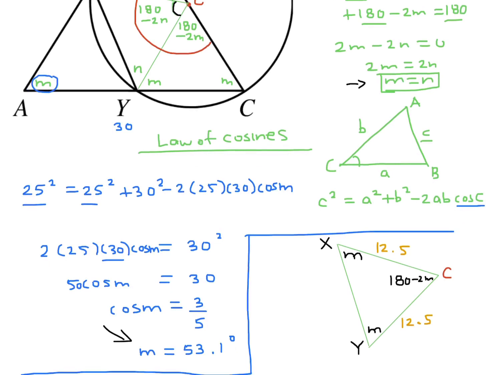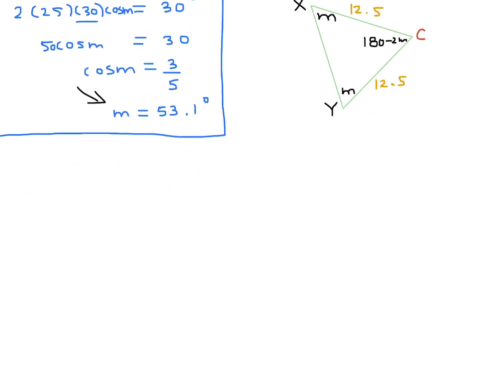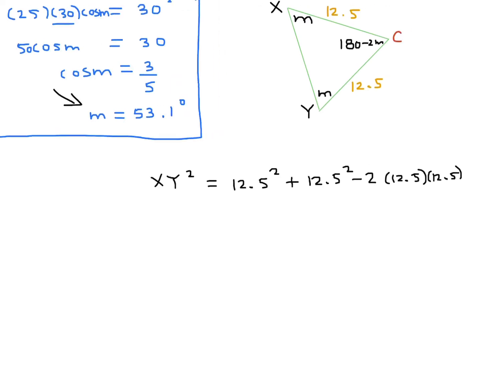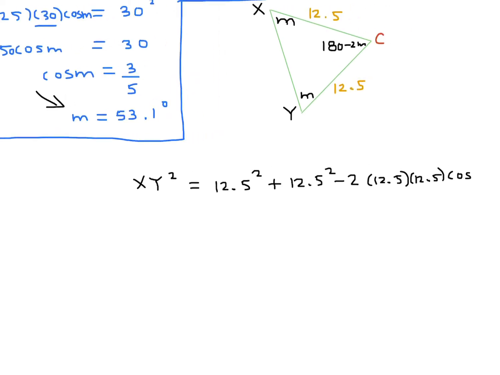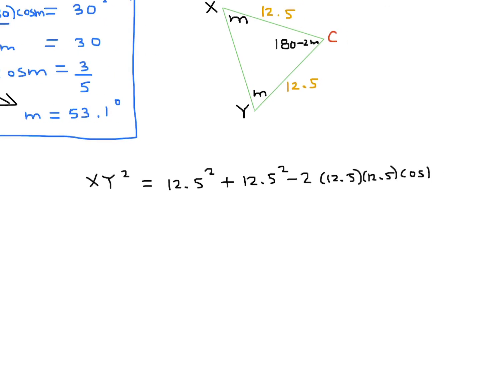All right, so we have everything we need to figure out xy using the law of cosines once again. So xy squared is equal to 12.5 squared plus 12.5 squared minus 2 times 12.5 times 12.5 cos 180 minus 2m.